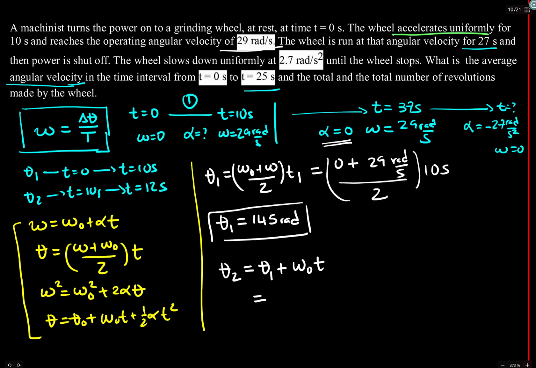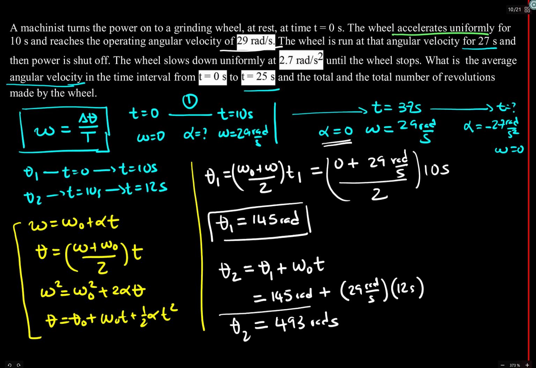Theta 1 is 145 radians plus omega, which is 29 radians per second, multiplied by t, which is going to be 12 seconds. And if we calculate that, we will have 493 radians. So this is theta 2.